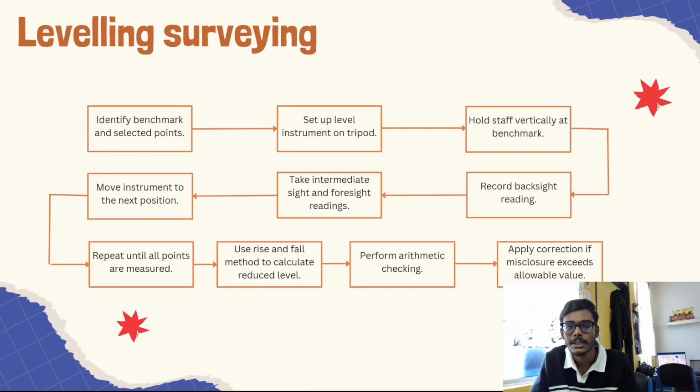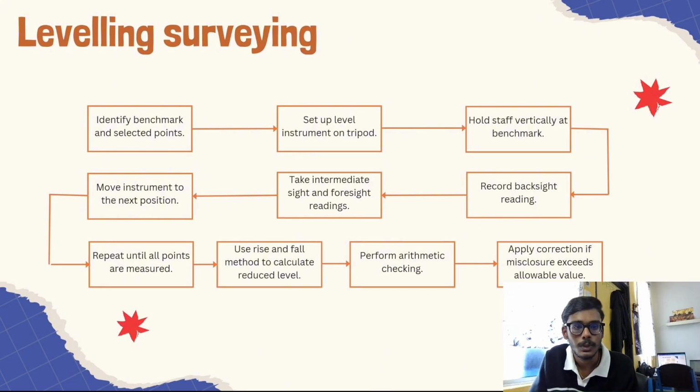Here is the method for leveling surveying. First of all, we will identify the benchmark and selected points. Next, set up the level instrument on the tripod. And then we will hold the staff vertically at the benchmark.